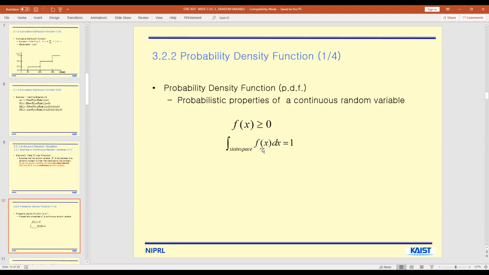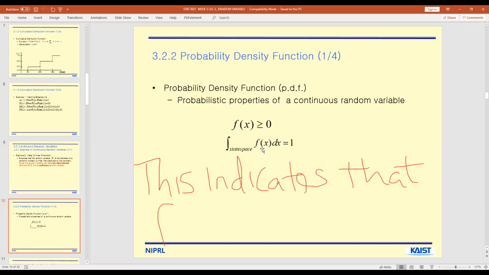I'm actually going to write that, because not all probability functions are valid. PDF. So this indicates that f of s is valid, because it integrates to 1, because the total area under a curve is equal to 1.